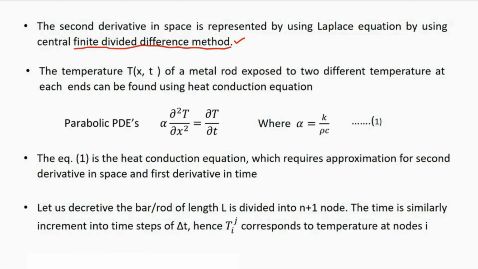The temperature T is a function of space. Just now we have discussed that it is a function of space and time, because all these problems deal with variation of a particular field variable with respect to time. The temperature of a metal rod exposed to two different temperatures at each end can be found by using the heat conduction equation.